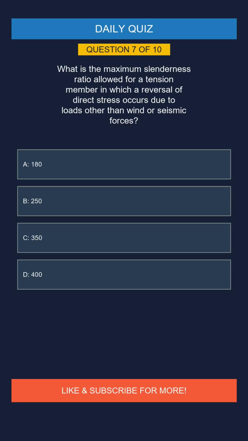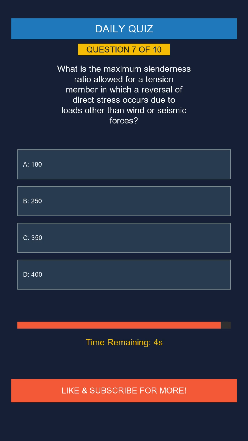Question 7. What is the maximum slenderness ratio allowed for a tension member in which a reversal of direct stress occurs due to loads other than wind or seismic forces? Option A, 180. Option B, 250. Option C, 350. Option D, 400.